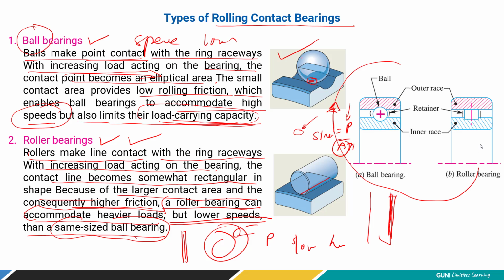Just look at this figure where the only element is changed. Otherwise, construction wise, the outer race is there, inner race is also there. Now, because the rolling element here is roller shaped, right, based on that we have to cut out the inner race as well as the outer race. So, to accommodate this rolling element, we have to carry out the machining process in the inner ring and the outer ring.